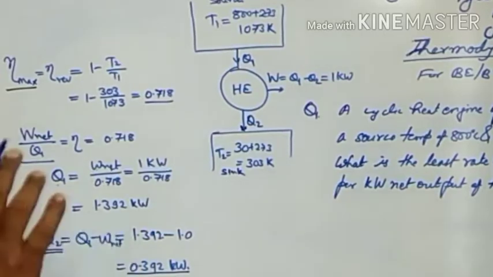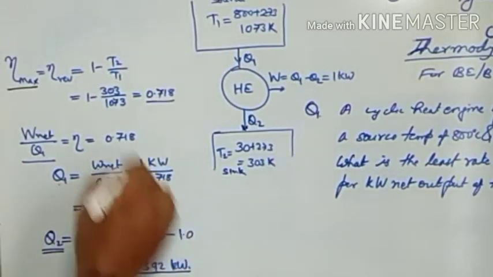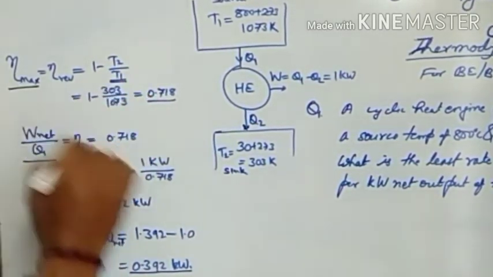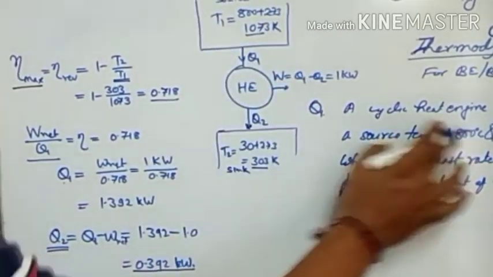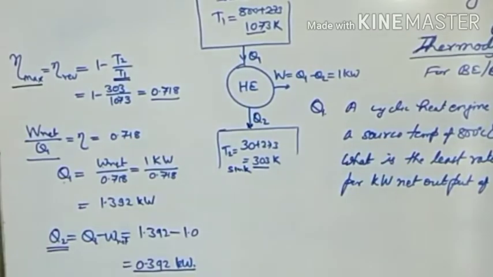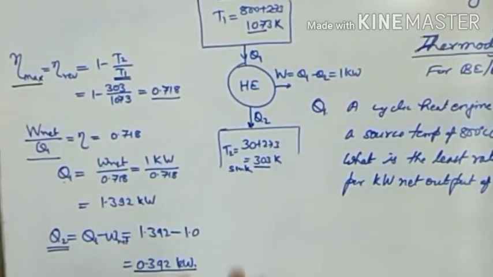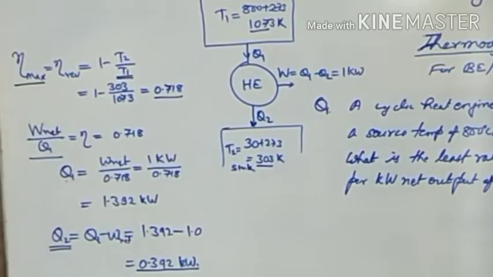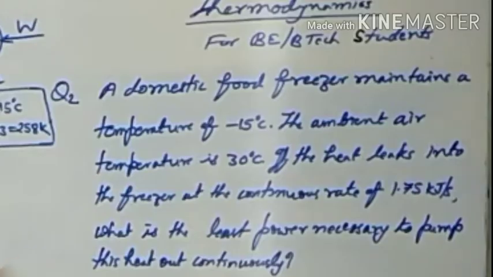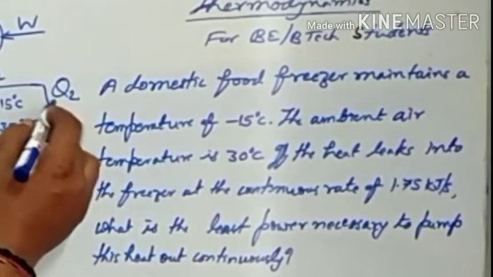Again I'm saying, remember, whenever we are using the temperatures in the Carnot cycle, they are in Kelvin. Whatever is given in the question is in centigrade or Fahrenheit, or maybe in Kelvin, but you have to convert this into Kelvin. Let us consider a second question.